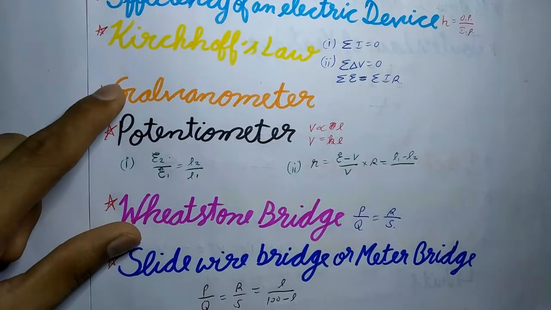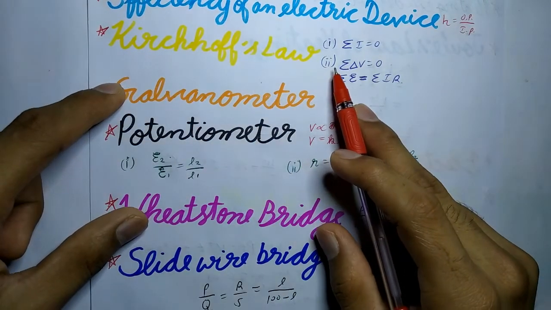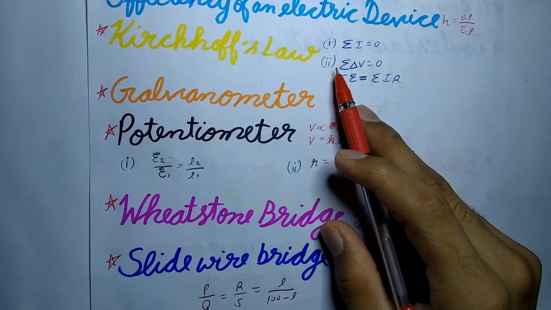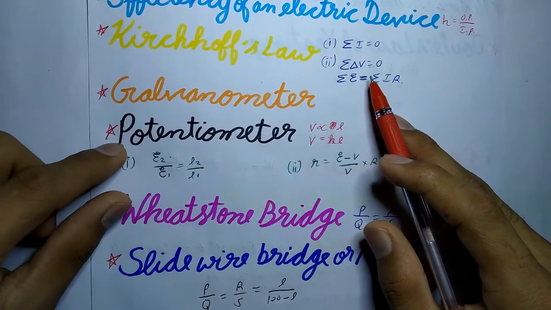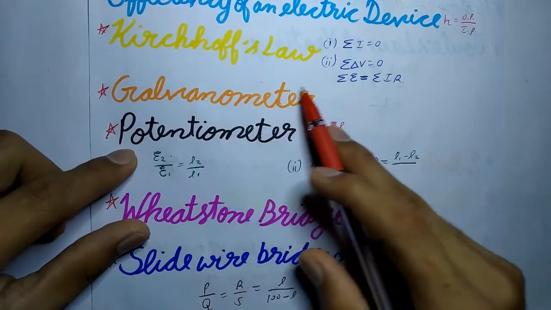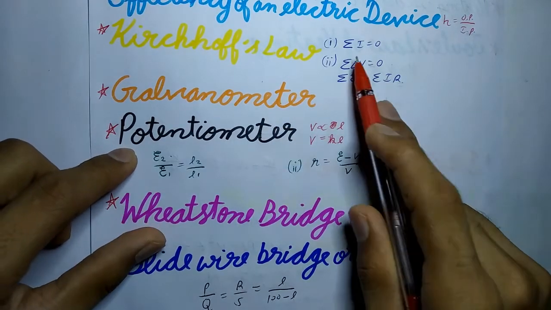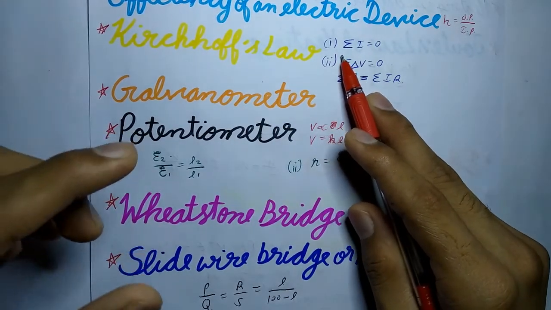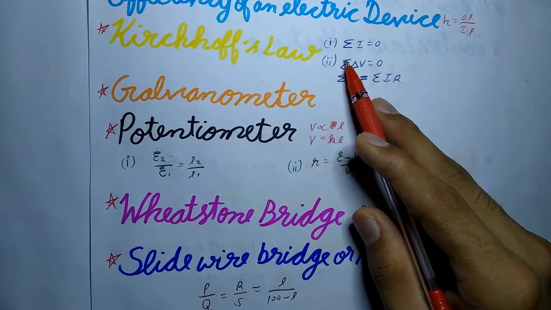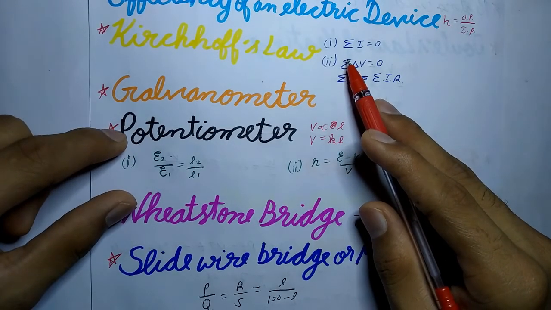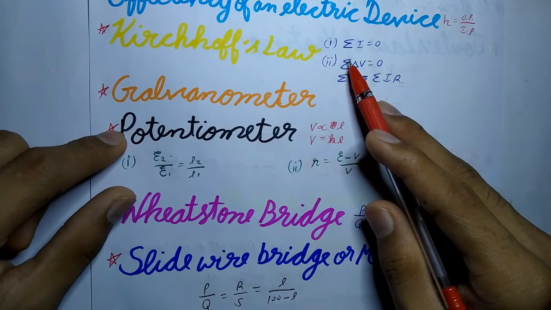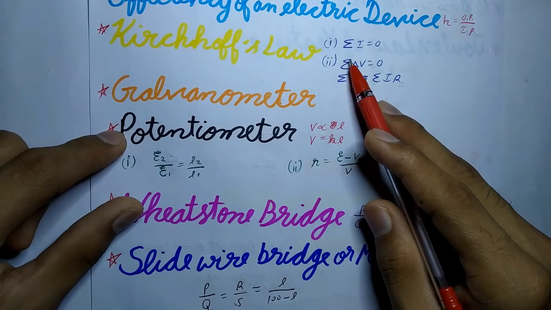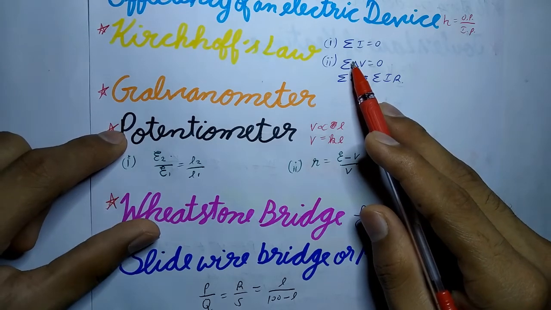Now next is Kirchhoff's laws. These laws enable us to determine the currents and voltages in different parts of the electrical circuits. The first law is known as the junction rule. In an electric circuit, the algebraic sum of the currents at any junction is 0, or the sum of the currents entering a junction is equal to the sum of the currents leaving that junction.